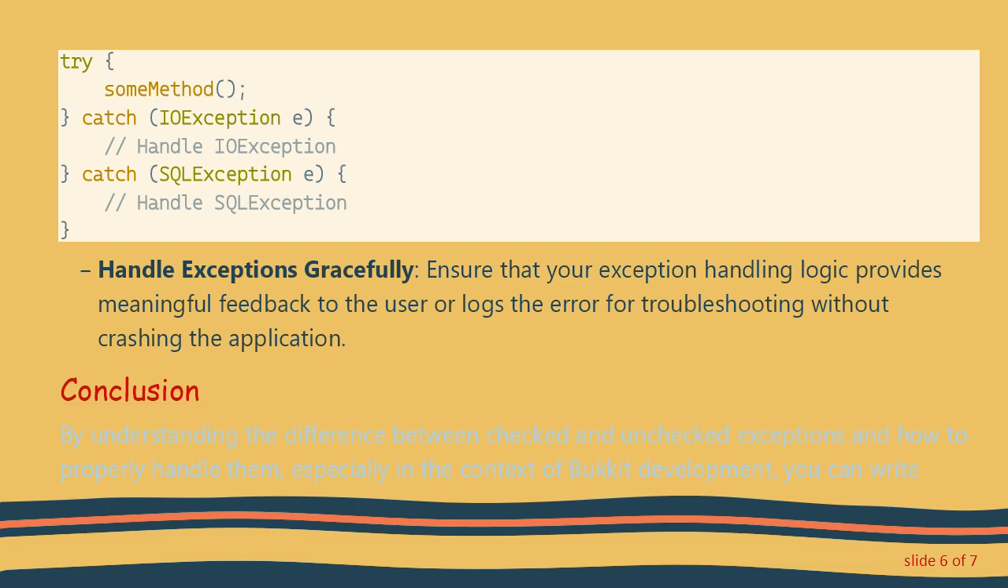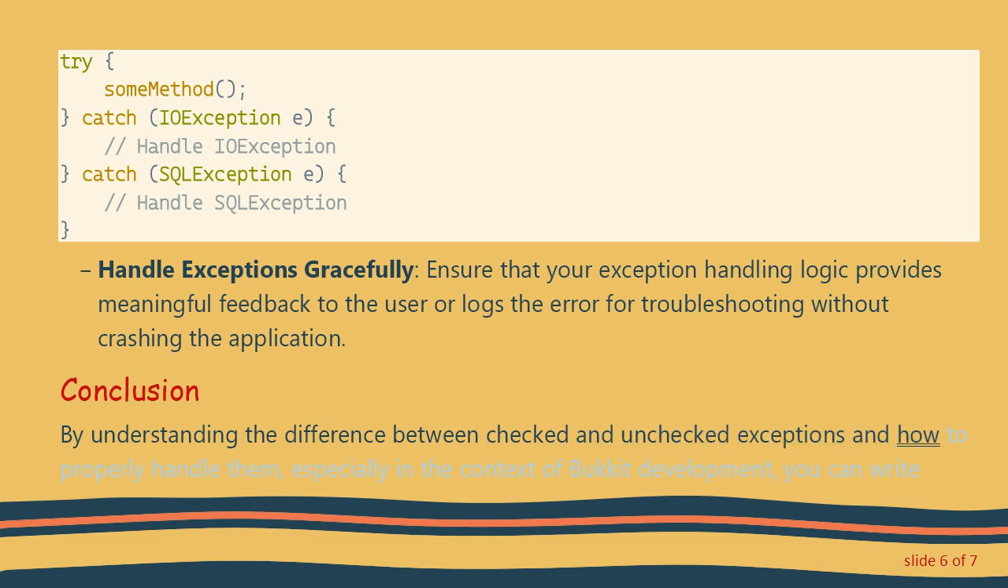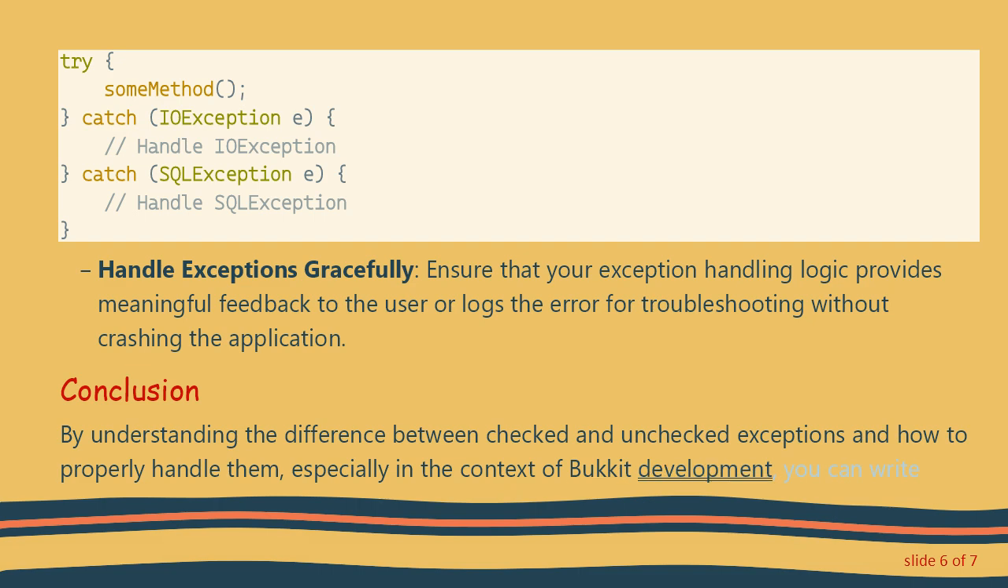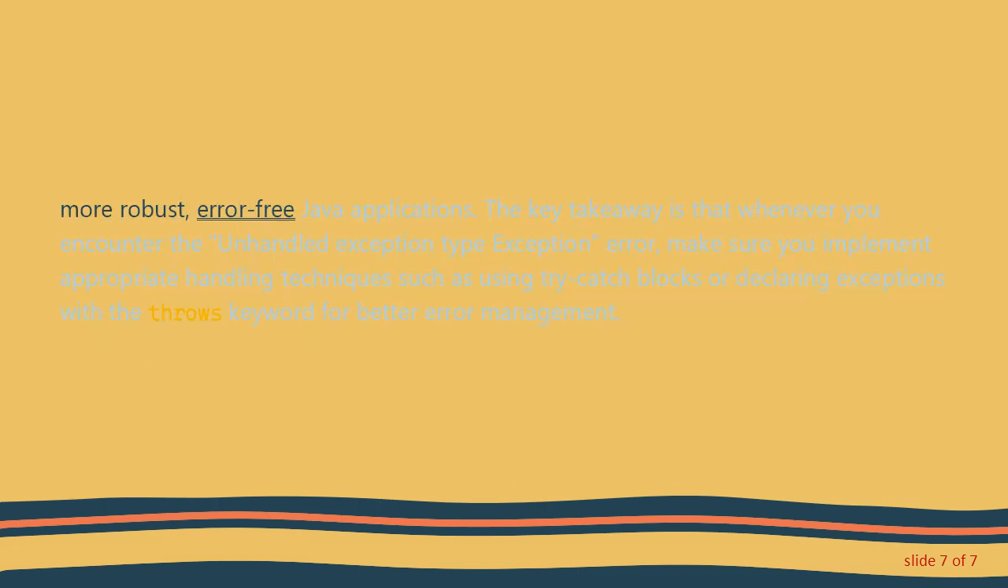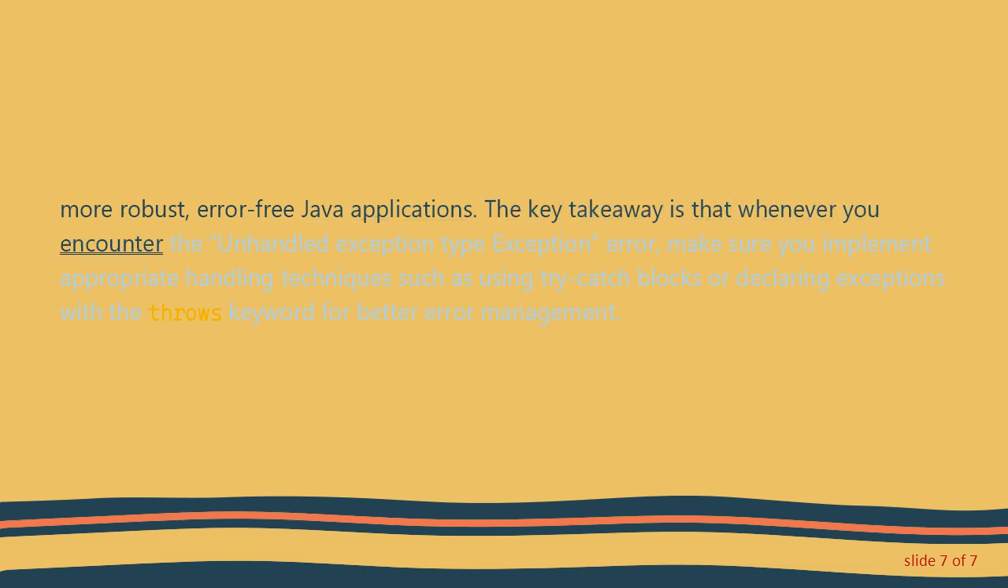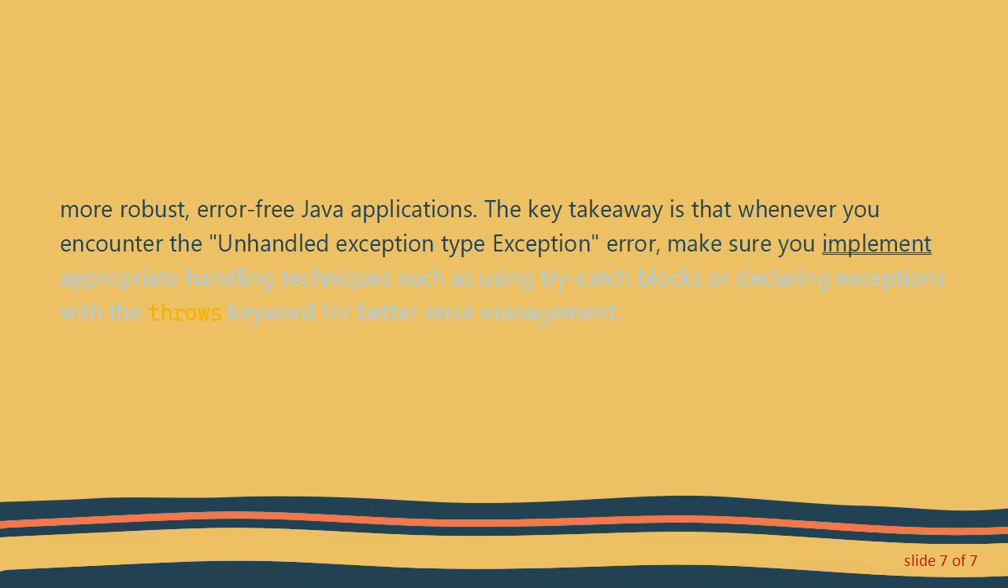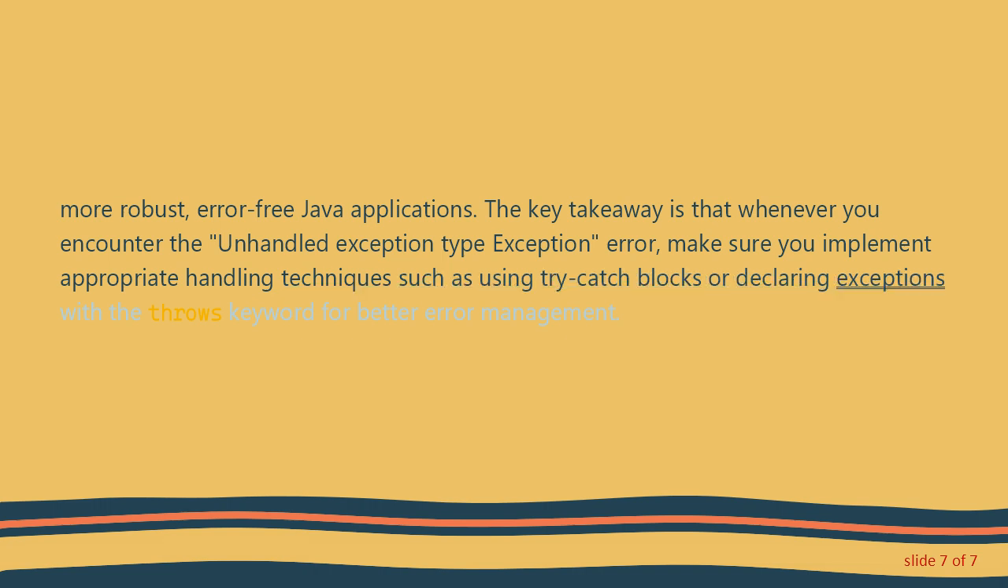Conclusion. By understanding the difference between checked and unchecked exceptions and how to properly handle them, especially in the context of Bukkit development, you can write more robust, error-free Java applications. The key takeaway is that whenever you encounter the unhandled exception type exception error, make sure you implement appropriate handling techniques such as using try-catch blocks or declaring exceptions with the throws keyword for better error management.